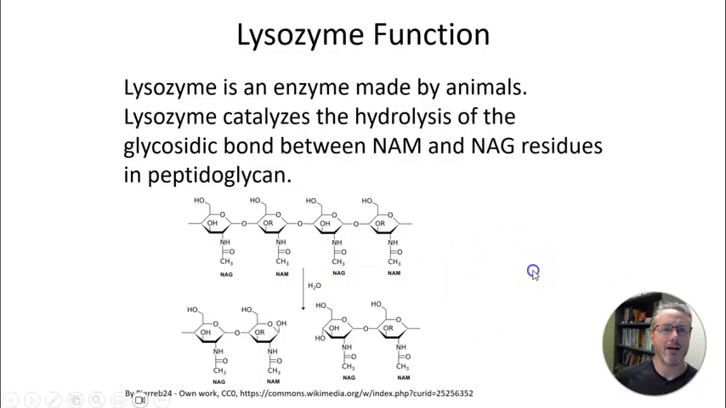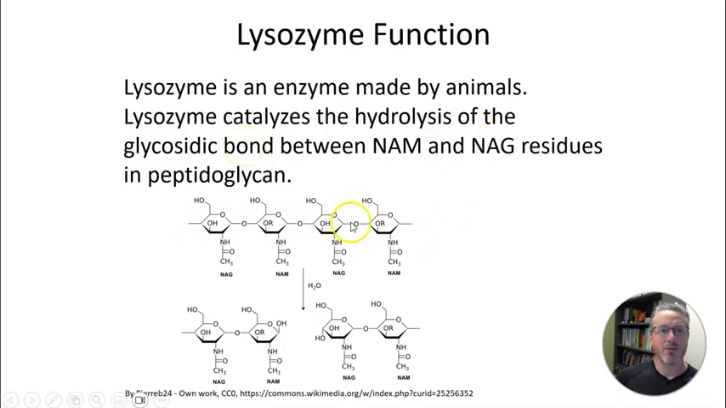But what about the chemical lysozyme? So lysozyme, instead of being a chemical inhibitor, is actually an enzyme. Lysozyme is an enzyme that's made by many animals, including us humans. And this enzyme performs a specific chemical reaction. So lysozyme catalyzes or performs this chemical reaction. It hydrolyzes the glycosidic bond between the NAM and the NAG residues in peptidoglycan. So hydrolysis, hydrolyzes, is just a fancy way of saying breaks, right? So lysozyme breaks the glycosidic bonds between NAMs and NAGs.